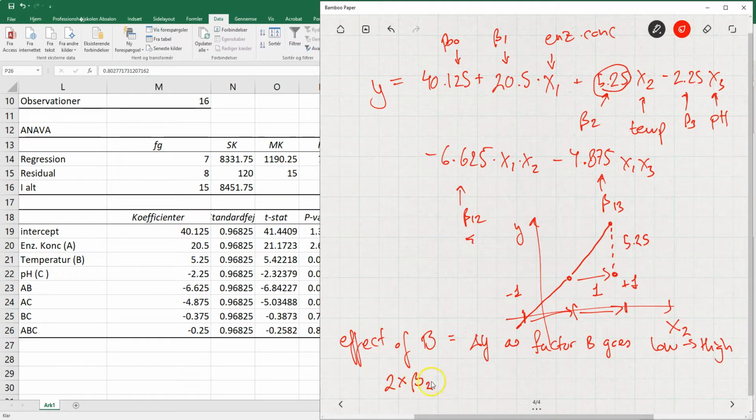So there's this relationship between the slope and the effect. The effect, in general, is equal to 2 times the slope. And the slope is what we have in the model. The effect is what we talk about in the design of experiments.